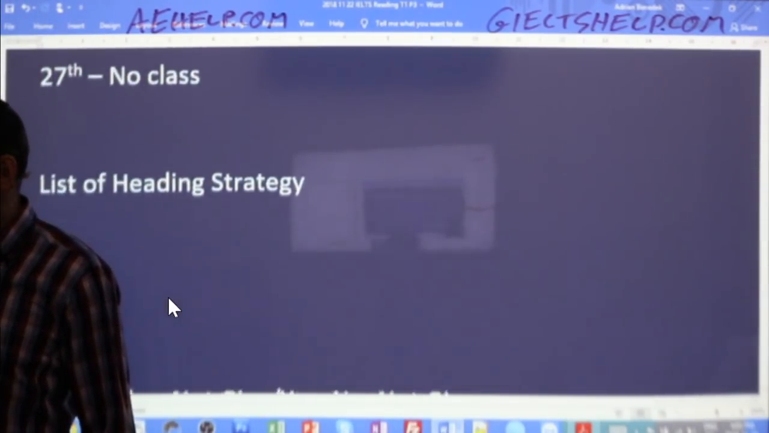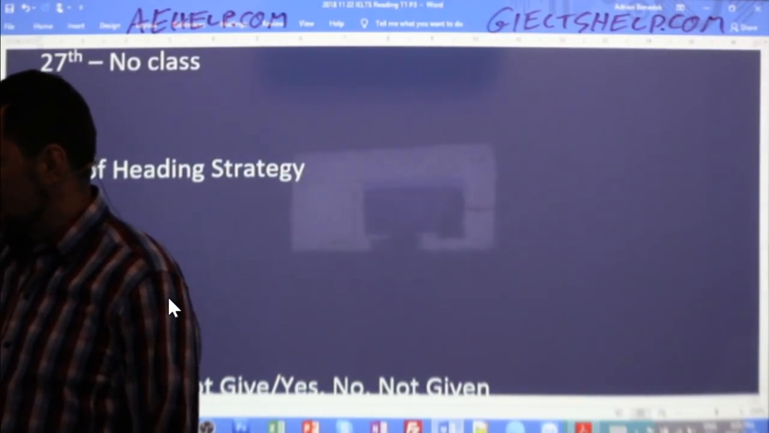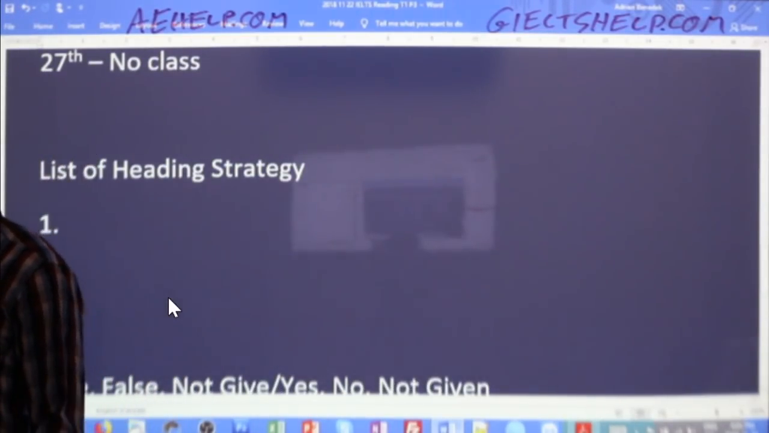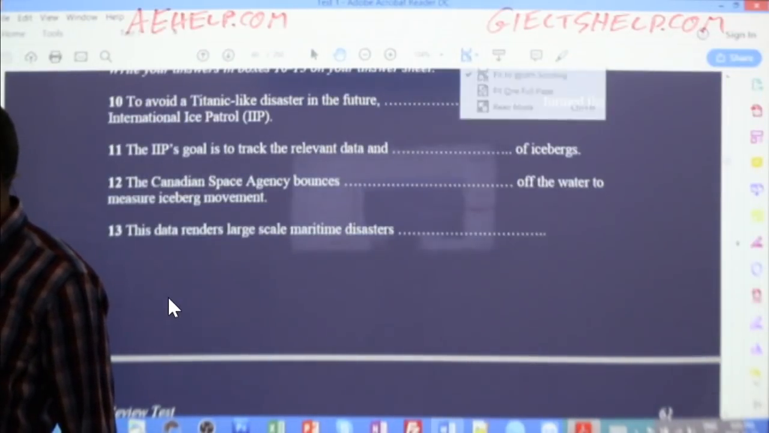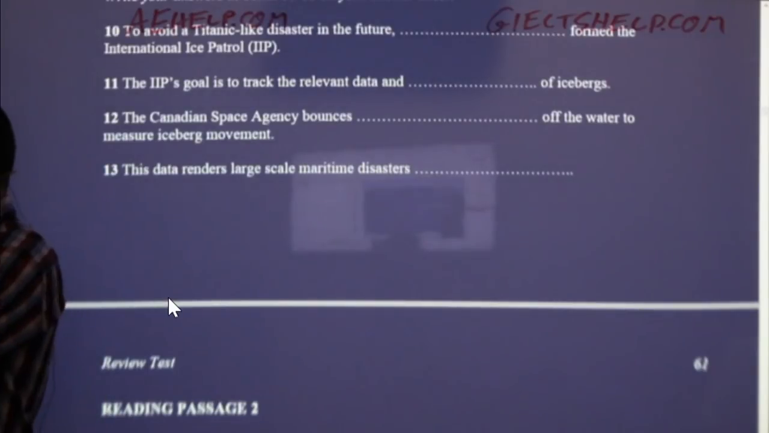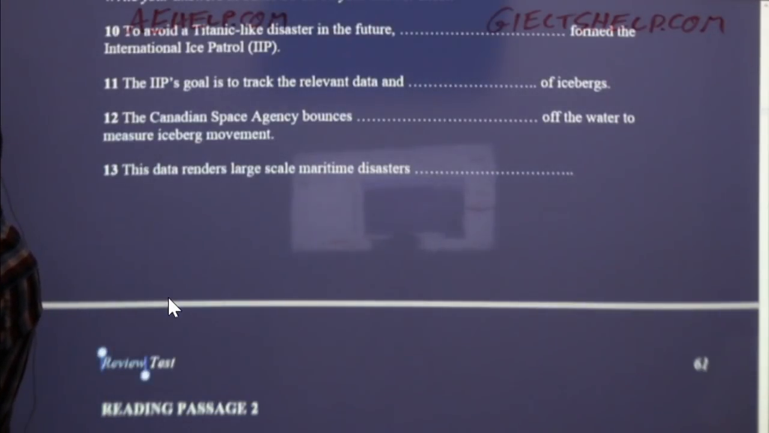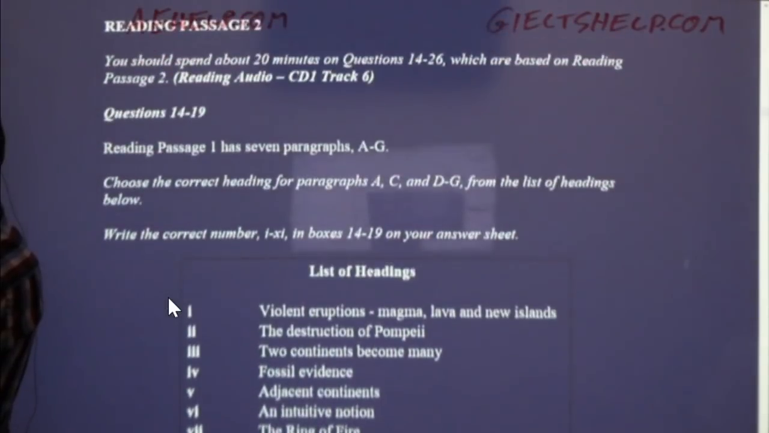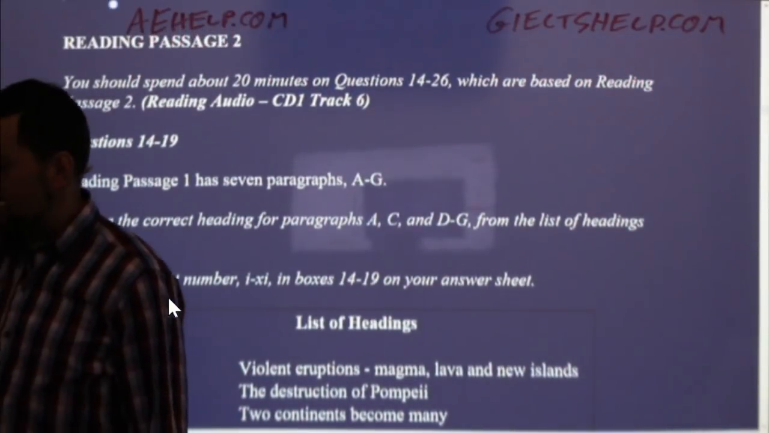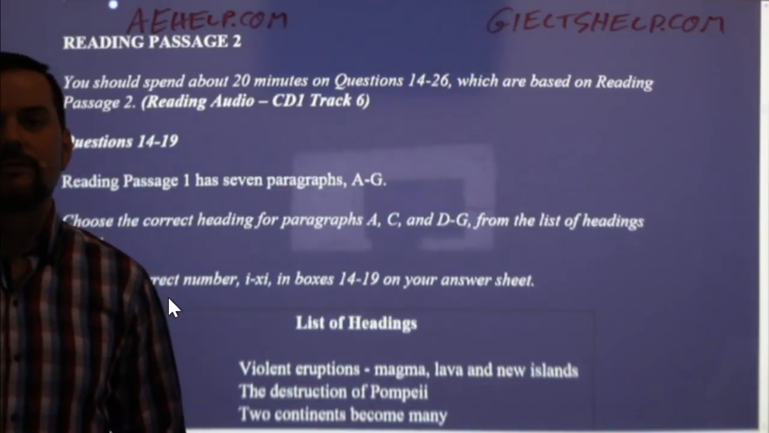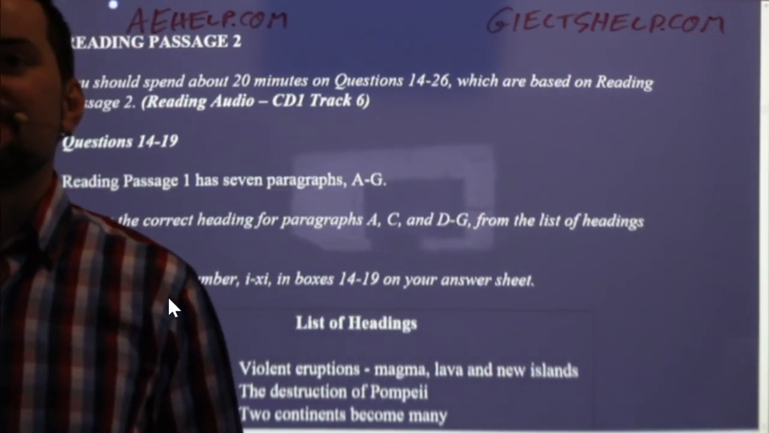And let's get into our reading strategies. So here we go. This is a reading passage taken from our book number 1. This is exam number 1, passage number 2, for those of you that have this.